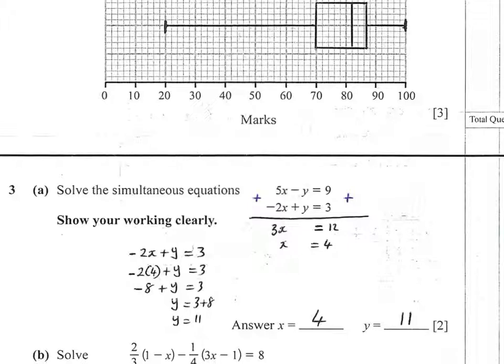Simultaneous equations. The y's are already identical, the signs are different. Different means add them. So 5x plus minus 2x is 3x will equal 12, so x will equal 4. Sub it into one of the equations, doesn't matter which one, minus 2x plus y equals 3. If x is now 4, we have minus 8 plus y will equal 3, y will equal 11.